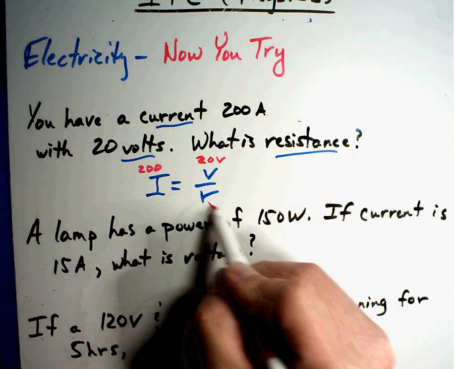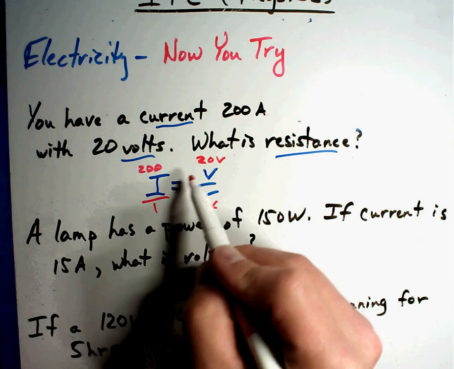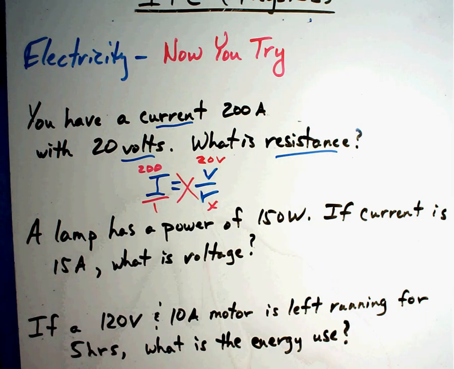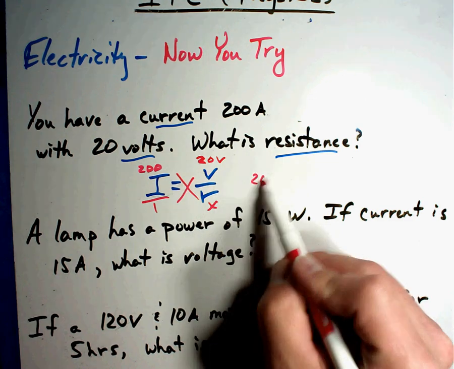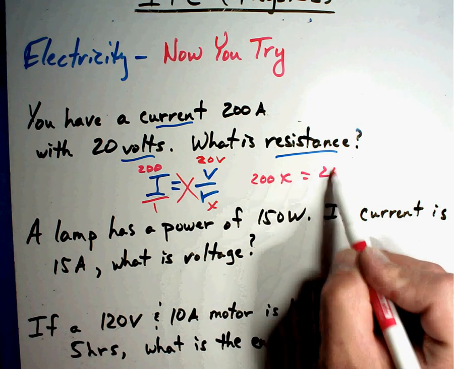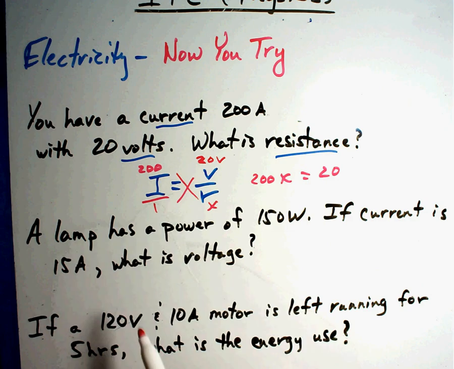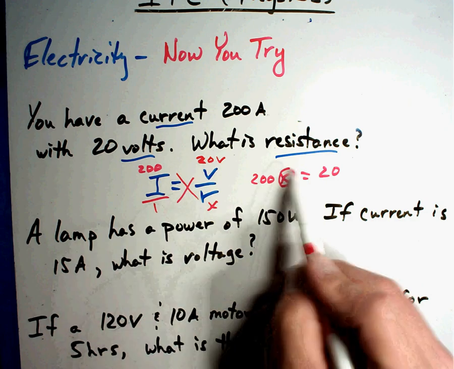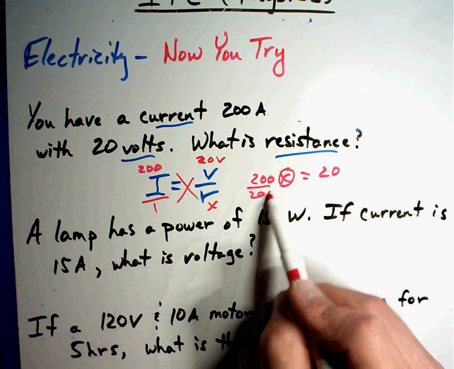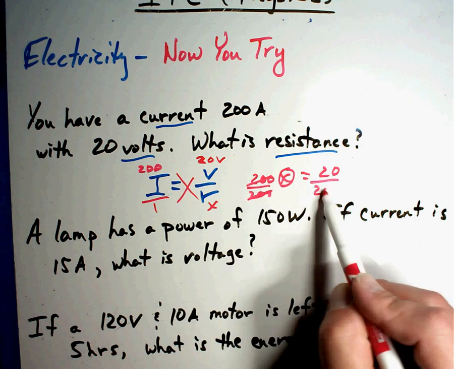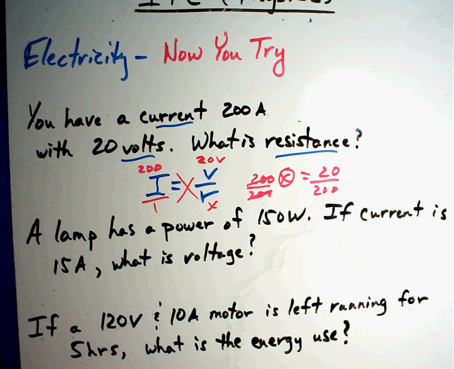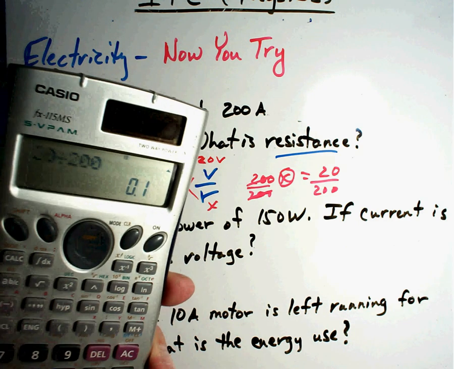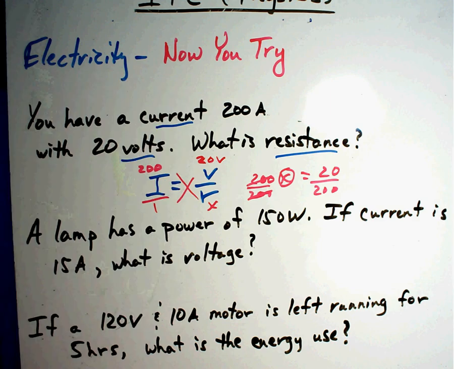what is the resistance? Well, remember, you put it over 1 and you cross multiply. That's 200x equals 20 times 1. I want to keep the x there. I divide by 200. So 20, take my handy dandy calculator, 20 divided by 200. My answer I get 0.1. I hope that's what you got.